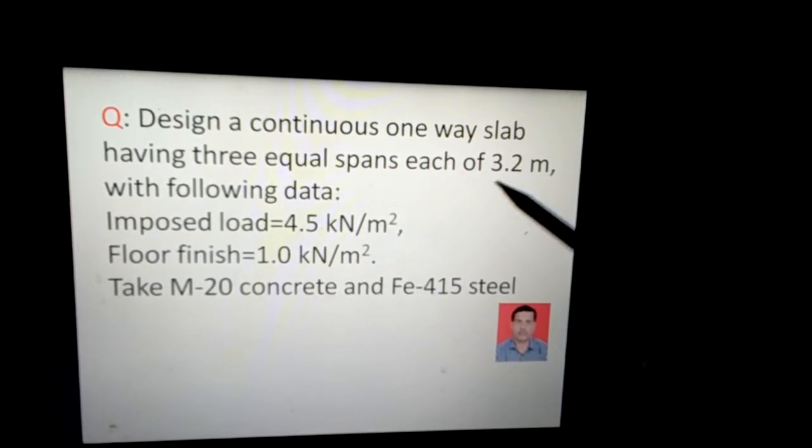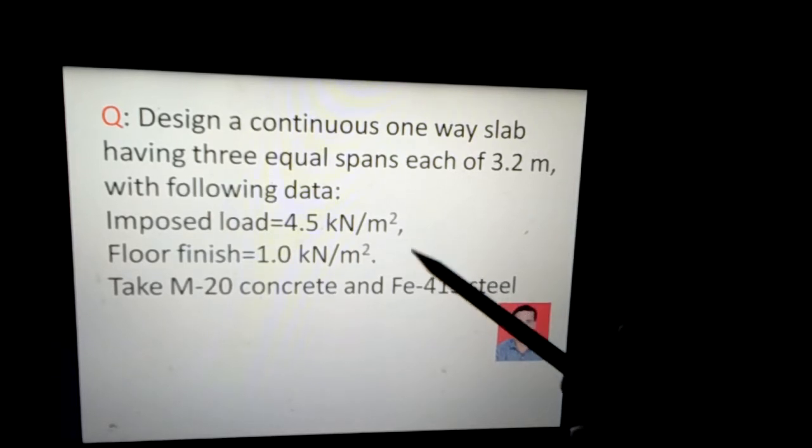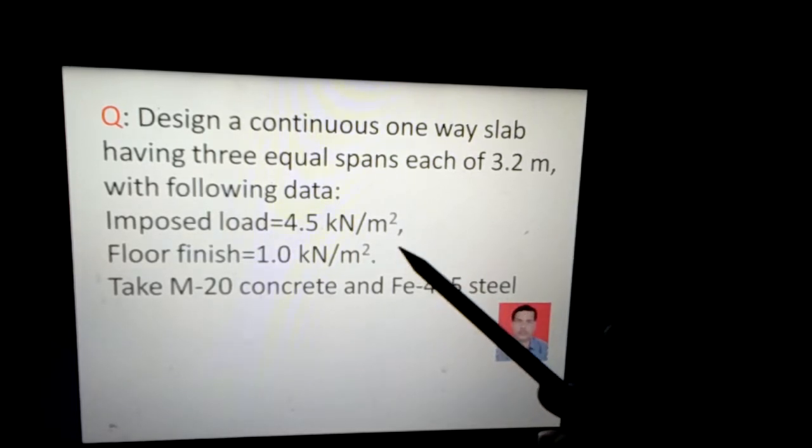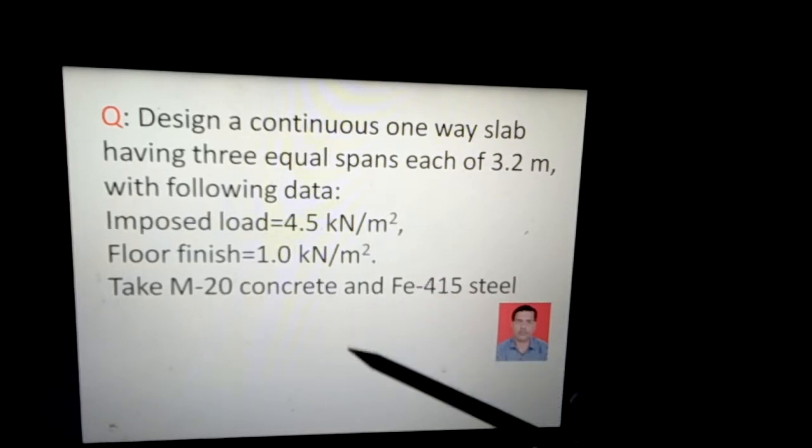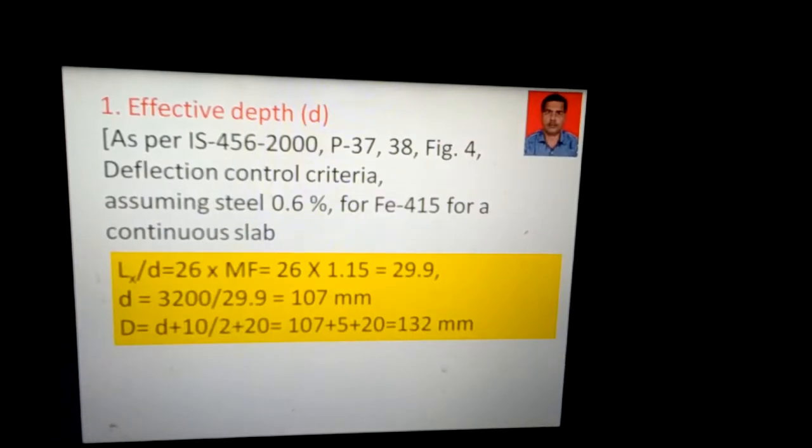For this we have taken a design problem of a continuous slab having 3 equal spans, each of 3.2 meter, with the following data. The imposed live load is 4.5 kN per square meter. The floor finish is 1 kN per square meter. We have to use M20 concrete and Fe415 steel. With this data, the first step is the effective depth calculation.